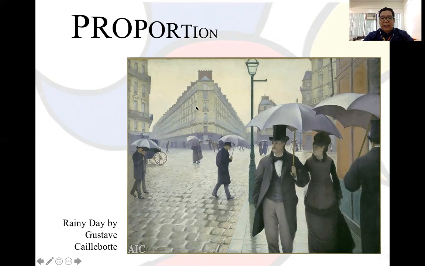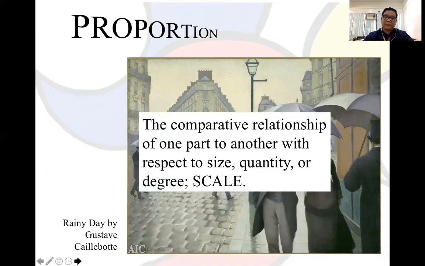And proportion is used here to create somehow a reality to the image. Okay, even if there was distance, even if there is this nearness or farness present in this visual art, you can see that there is still reality. And that reality was made possible because of proportion.